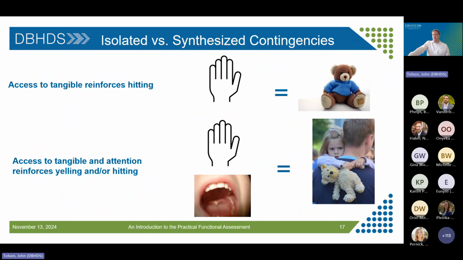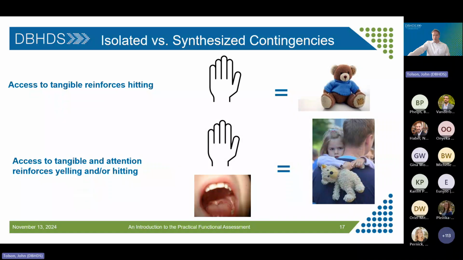The purpose of this slide is to illustrate the difference of isolated and synthesized contingencies. For example, let's say a child engages in hitting to get access to tangibles. When the child engages in this behavior, they have learned that it is highly likely they will get what they want, such as a teddy bear.